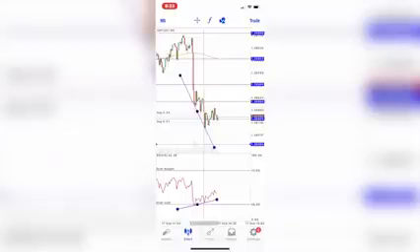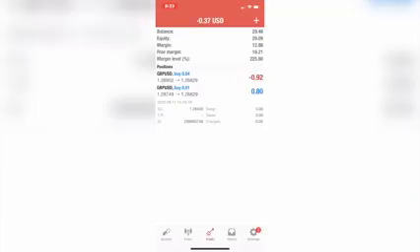I'm going to get into the details of exactly what's going on in this chart, okay? Right now, as you guys can see, we are on the GBP/USD. I'm going to go over here to my trade screen real quick so you guys can see.